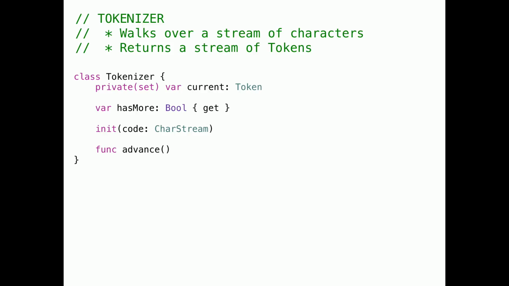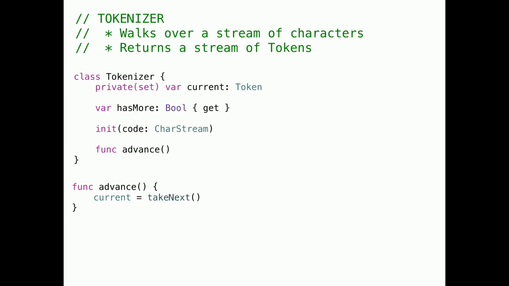So we've now taken a look at how we implement the individual tokens. Now we need to implement the tokenizer. And the tokenizer is the process that needs to walk over that stream of source characters and return a stream of tokens. So the public interface just exposes the ability to peek at the current token and advance to the next token.